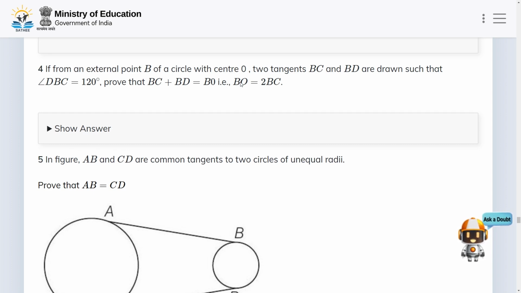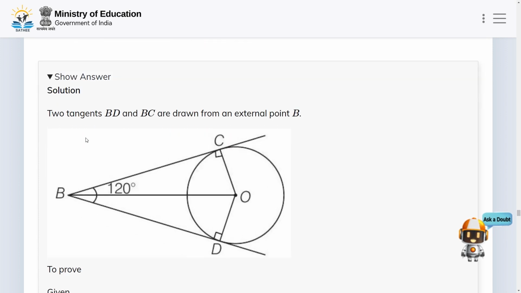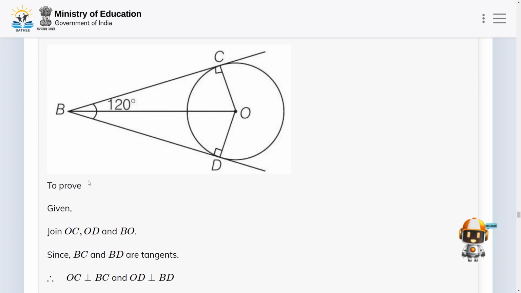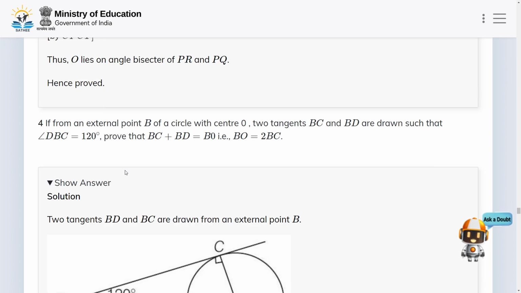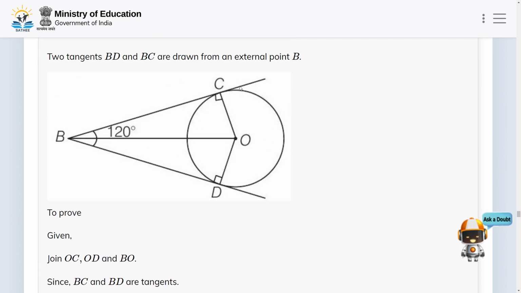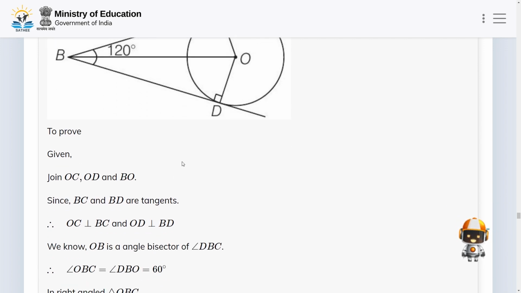Two tangents BC and BD are drawn such that angle DPC is 120 degrees, and here we have to prove that BC plus BD is equal to BO, that is, BO is equal to 2 times BC. Two tangents BD and BC are drawn from an external point B. To prove that BC plus BD is equal to BO, that is, BO is equal to 2 times BC. Now join OC, OD and BO.